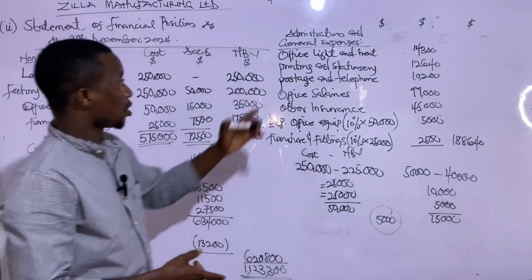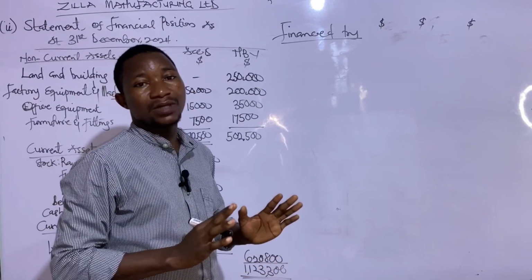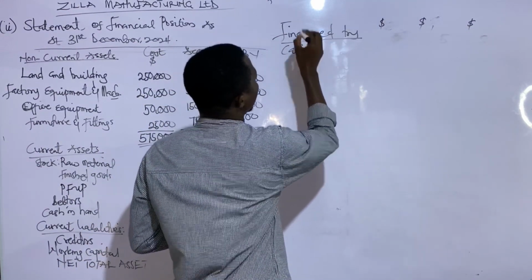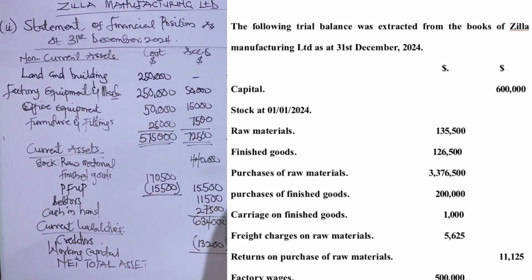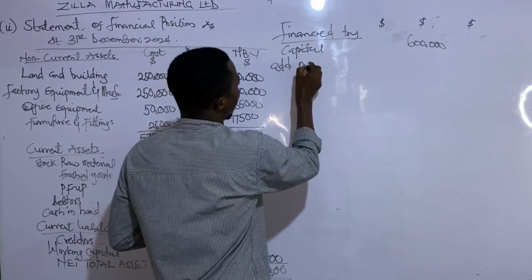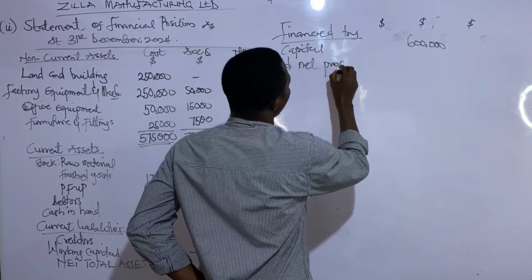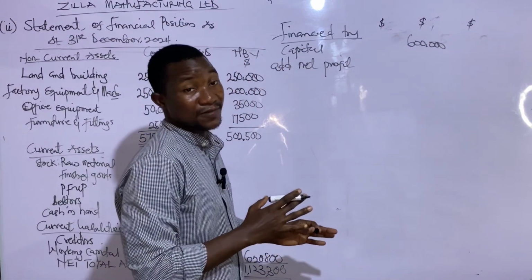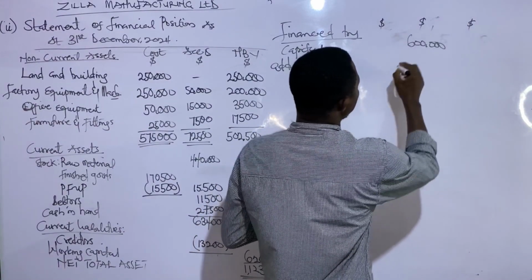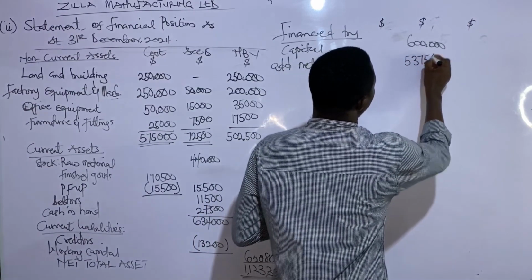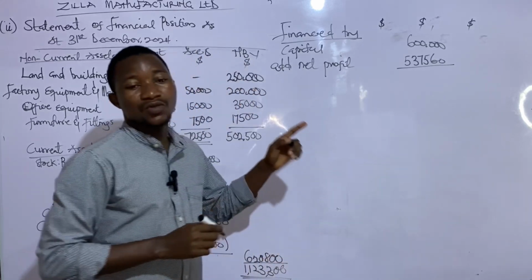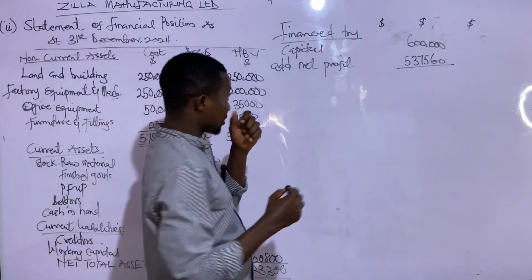Okay, good. So I want to continue from here. So with the financed by, we begin with our capital, and the capital is given straightforward in the question. So we have capital, and the capital from the question is 600,000. Then we add our net profit. The net profit that we ascertained in the manufacturing account and the income statement was an amount of 537,560. So we have to add these two. So when we add these two, we will get 1,137,560.